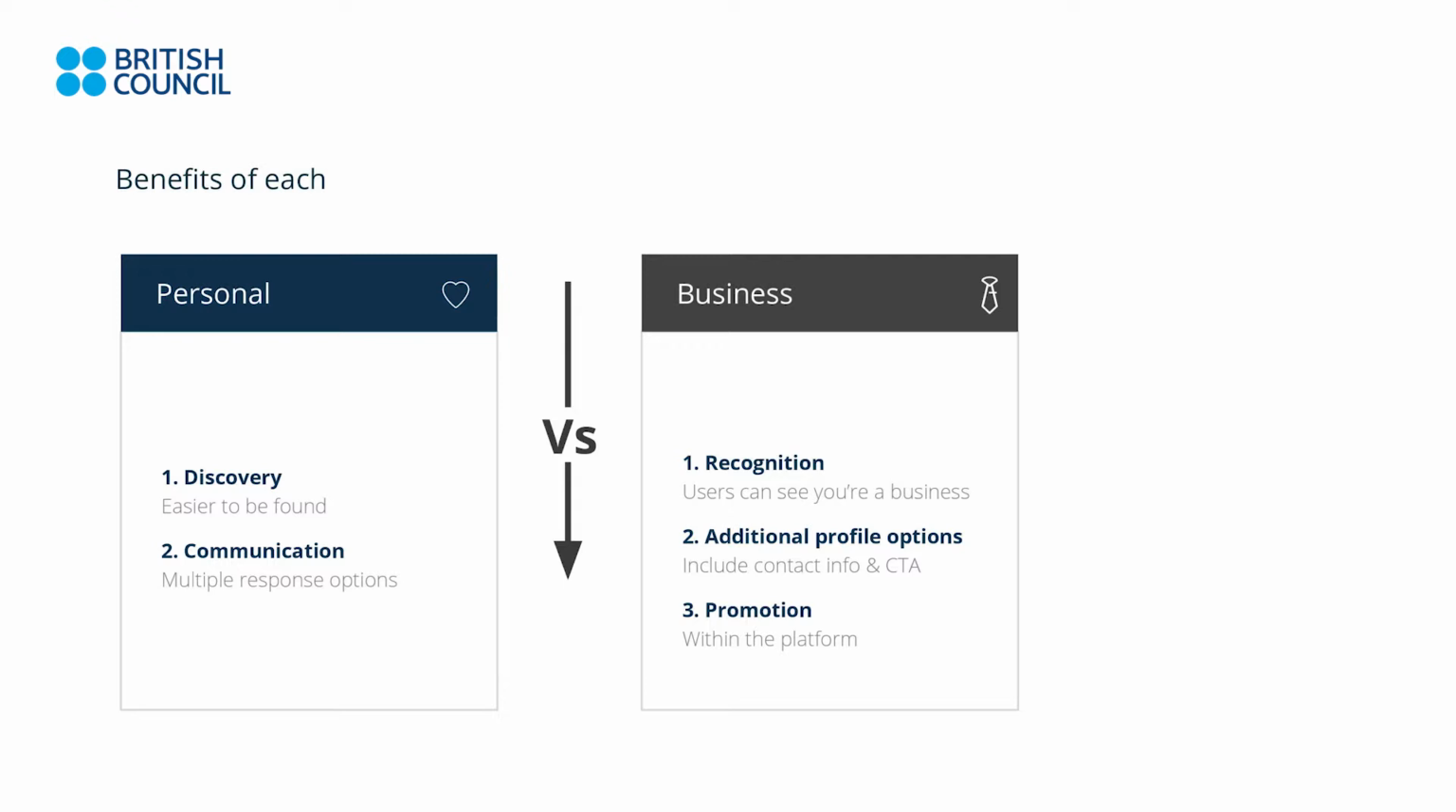One of those things is recognition. People can see that you're a business, and that's one of the things that actually gives people confidence that, okay, this is a profile that I can talk to about a serious business. It also gives you additional profile options, including contact info and call to action. People can see your email right there on your profile. They can get directions to your place, or they can see a call to action to call you. And when they click on that button, they can get your mobile details and call you straight up.